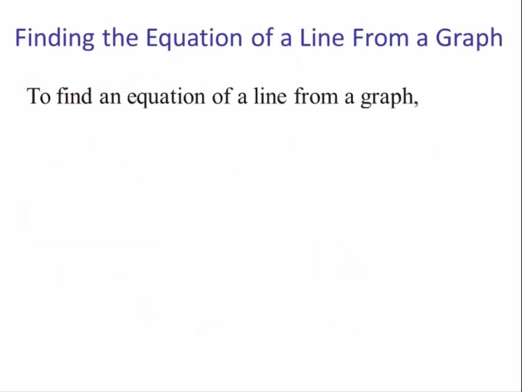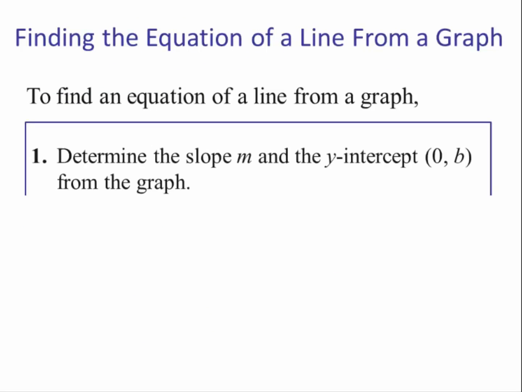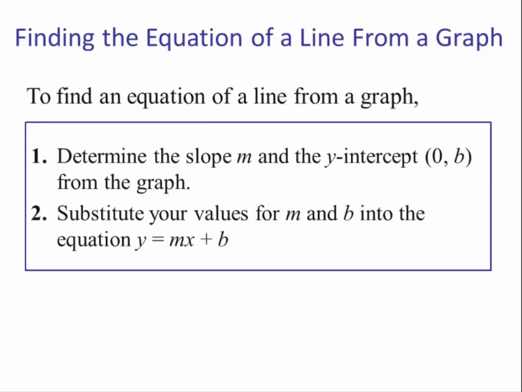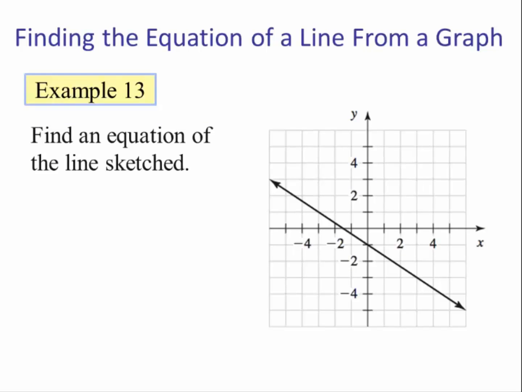Finding the equation of a line from a graph. The first thing that we want to do is to identify the slope and the y-intercept from the graph. Then we substitute these values for m and b into the equation y equals mx plus b. Let's do an example. Find the equation of the line sketched.